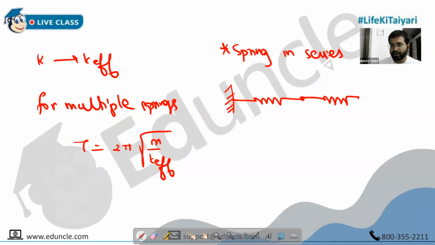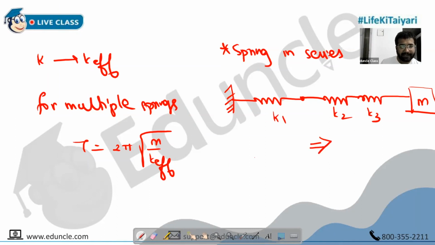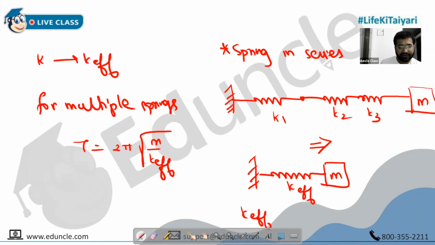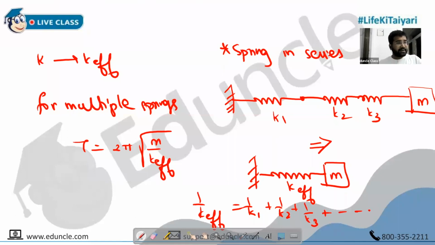So suppose you have multiple springs in series like this, and there is a block of mass m. Let's say this is k1, this is k2, this is k3. Basically this whole system can be replaced with an effective spring, which can give us the same result, k effective. And this k effective is not k1, k2, k3, people. Now reciprocal addition happens here. 1 upon k effective is 1 upon k1 plus 1 upon k2 plus 1 upon k3. There is a good derivation for this.